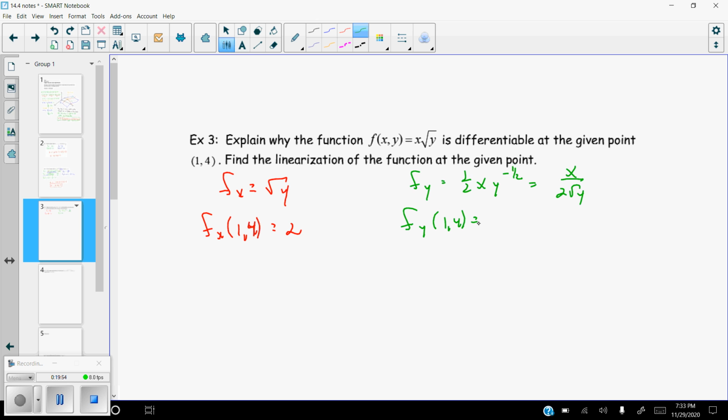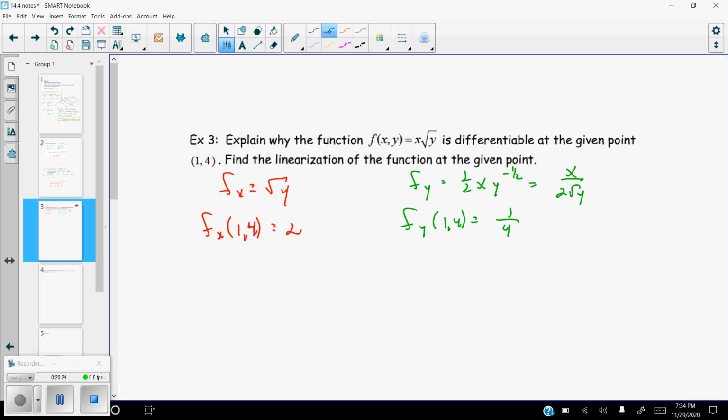So we'll plug in the 1 on top, 4 in the denominator is going to give us the square root of 4 again, so that's 2 times 2 is 4, so we get 1/4. That right there shows that it's differentiable at the given point because the derivatives both exist. So now let's find the linearization of the function at the given point. So remember that linearization in 2 dimensions is nothing more than finding the equation of a tangent line, and then we add over the y value.